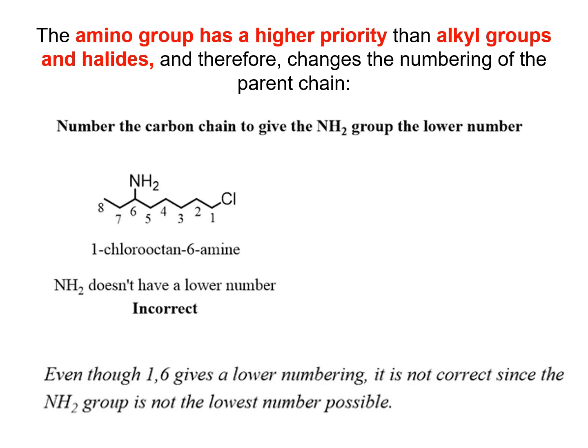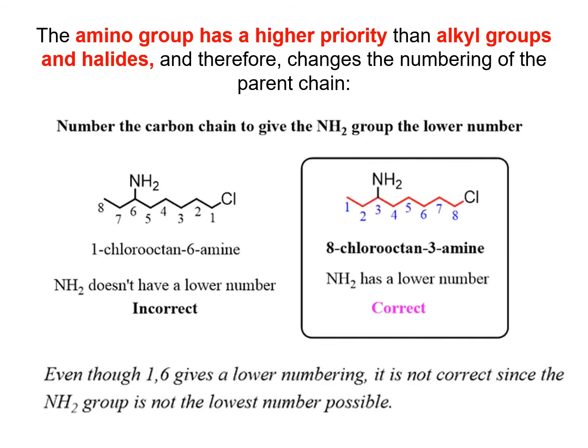Therefore, change the numbering of the parent chain. Number the carbon chain to give the amino group the lower number. So, the correct name is 8-chlorooctane-3-amine or 8-chloro-3-octanamine.